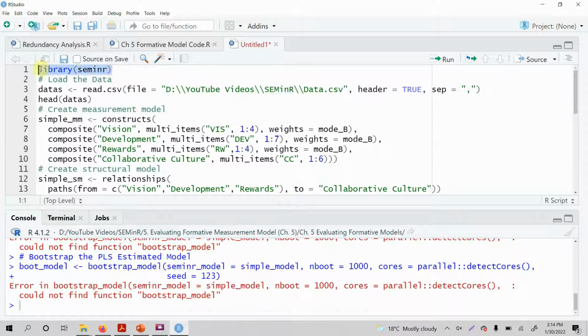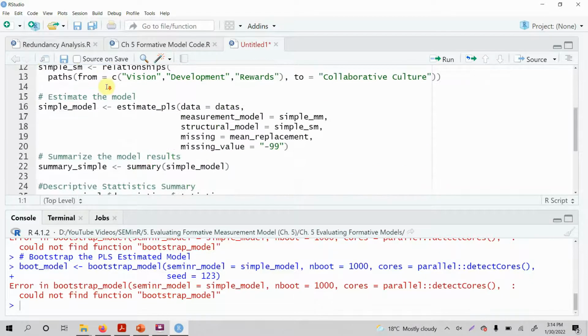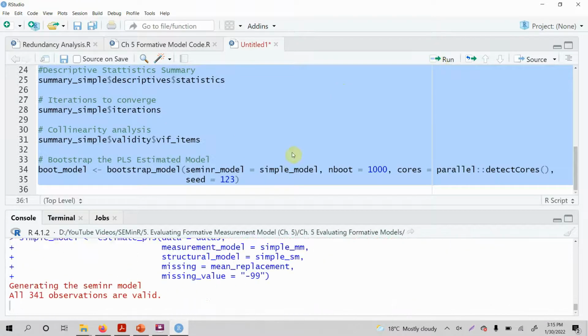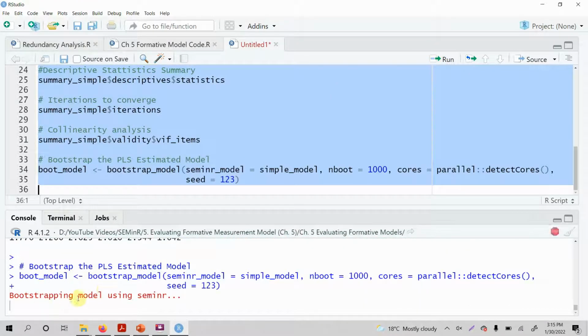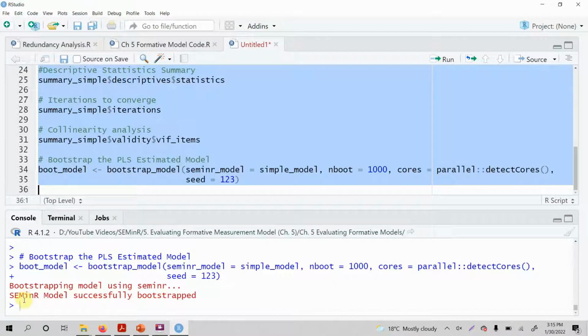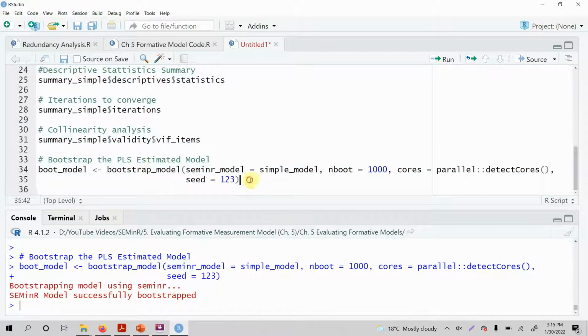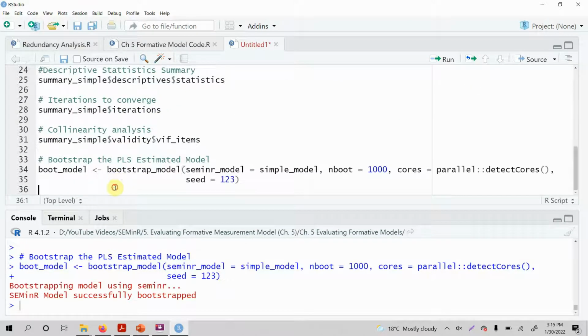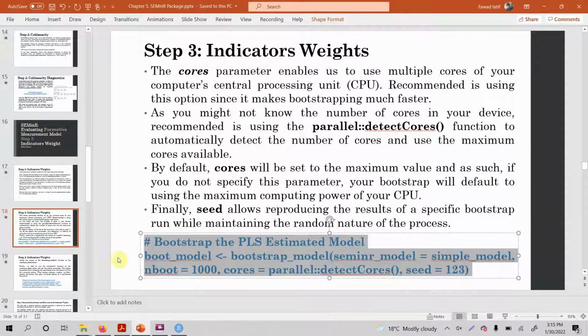There is no library enabled or loaded. So what you need to do is, obviously, I need to rerun this whole text again. Now look at this. Bootstrapping model using SEMinR. SEMinR model successfully bootstrap. Now again, the point of telling you all these errors is that obviously you will encounter some of them. So you should know what the error means.